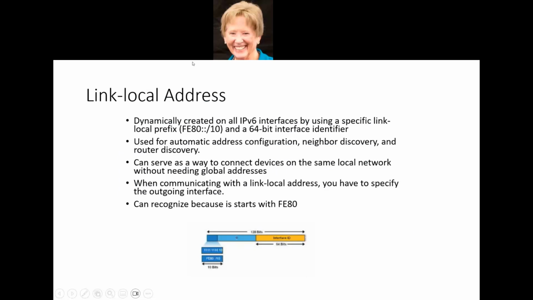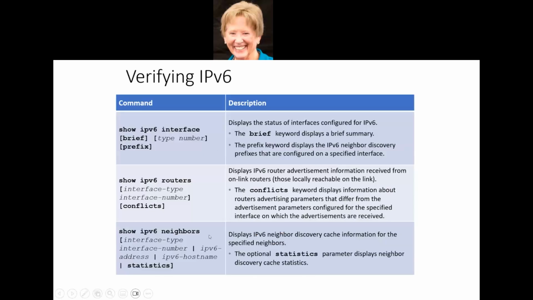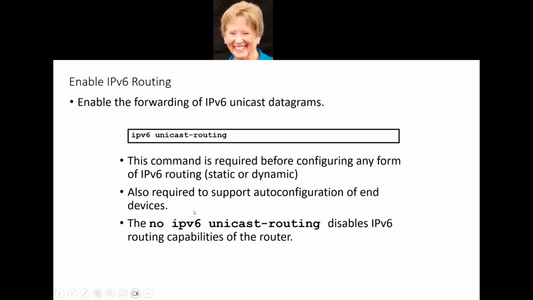Okay, the link local, extremely important. It is dynamically created on an IPv6 interface by using a specific link local prefix and a 64-bit interface identifier. We're going to see an example of that and how it's generated dynamically. Now we can make it up, and if you've done any labs in this, and I think a couple of you have, you've noticed that they're having you make up and assign that link local address. You recognize it because it usually starts with FE8 for that link local. Those are the ways you can see the IPv6 addresses.